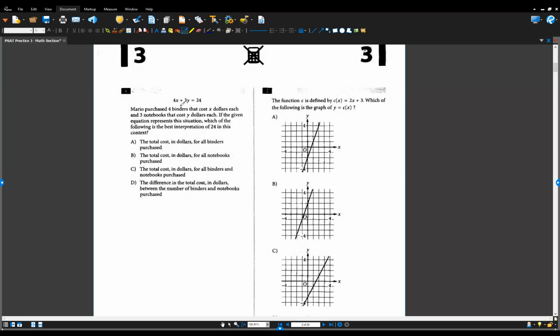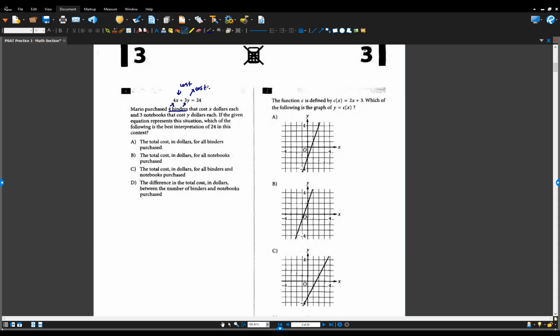So we have the equation 4x plus 3y equals 24. Always we need to understand these questions 100%. So 4 is the number of binders. The cost is what? X is the cost. 4 is the number of binders, and 3 is the number of notebooks over here, and Y is the cost of 1 notebook.